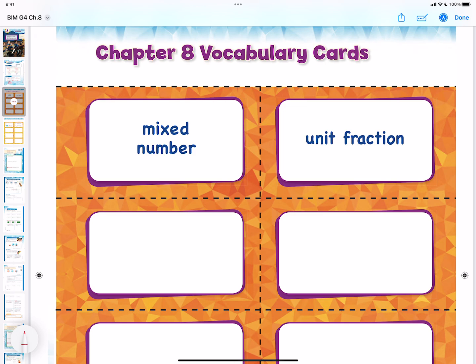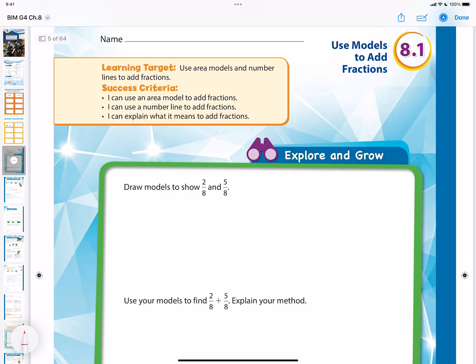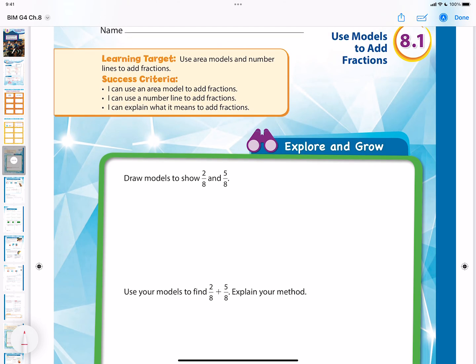All right, and I want you to practice this vocabulary. Okay, new vocabulary cards, you can cut them out at home and study them. Okay, and our lesson 8.1 is here, and our target is to use area models and number lines to add fractions. This is going to be very easy, simple, because even first graders can do it, because this is just addition. Okay, but there is one condition. I want you to look at this criteria. You'll be able to use an area model to add fractions, use a number line to add fractions, and explain what it means to add fractions.